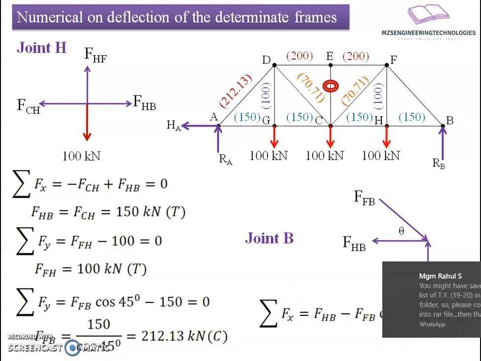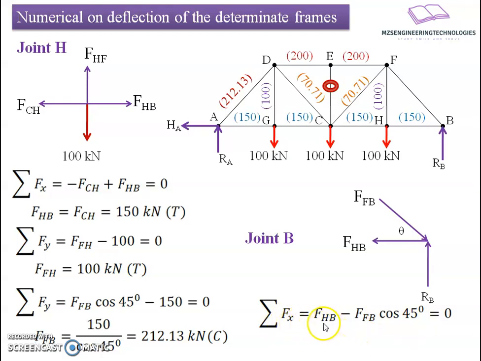Whereas if I move towards the horizontal direction, FHB minus FFB cos of 45 degree, this we know there is a balance between this force and the resulting is 0, meaning there is a compatibility in the analysis.